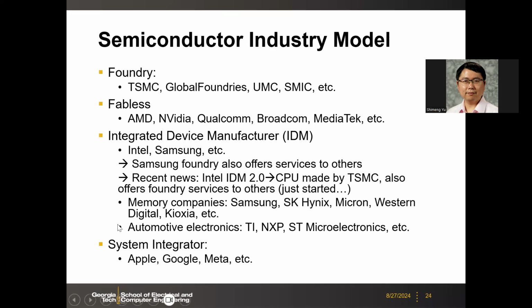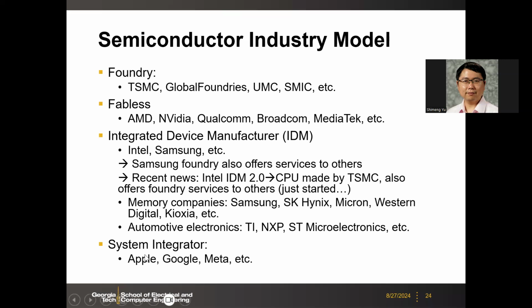And then another category is automotive electronics. There are many vendors for the electronics used in the automotive industry, and they all have design and manufacturing together, because they may have some special processes. For example, TI, NXP, ST Microelectronics, and Renesas, I think, from Japan. Most of their products are about automotive.